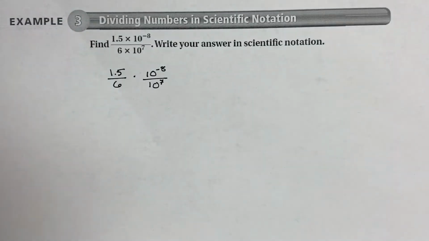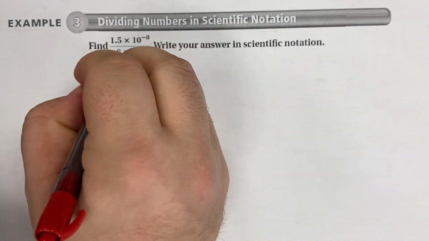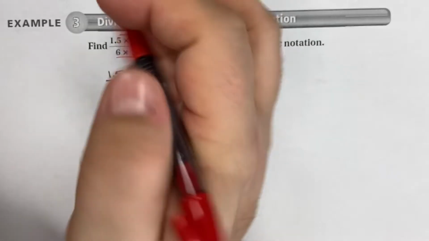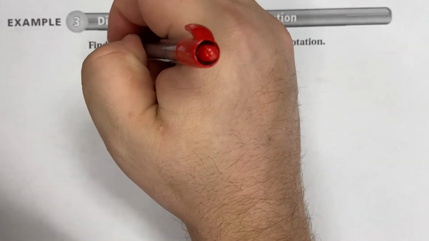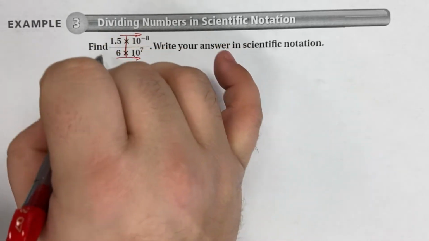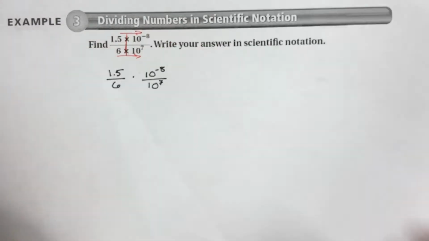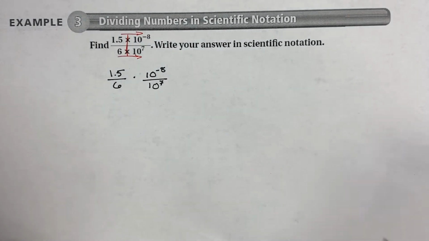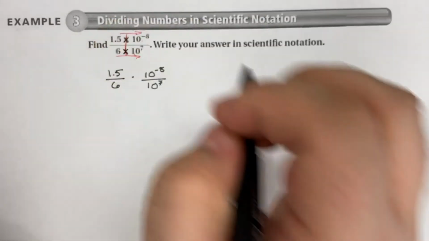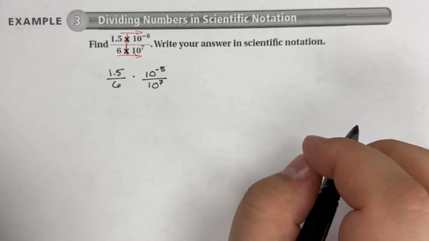It's the same thing as multiplying straight across as fractions, so we can actually separate the left side from the right side, because one large fraction can be two separate fractions through multiplication. That's only because we are multiplying right here. If we weren't multiplying, that wouldn't work.